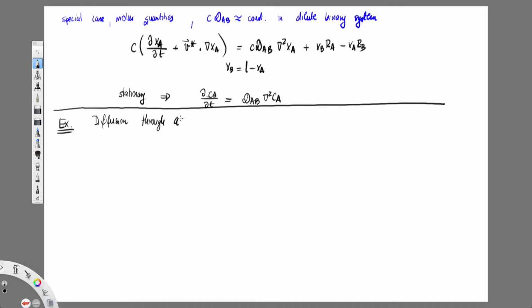Through a stagnant gas film. This is also chapter 18.2 in BSL. So we have a situation where I have liquid A, and this is liquid, and I have gas B on top of it.